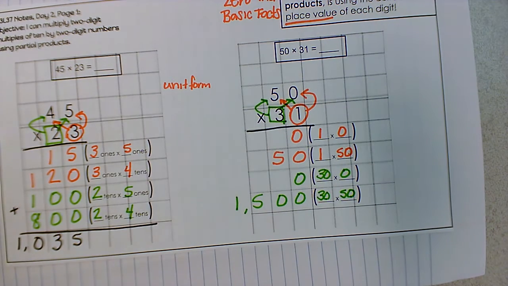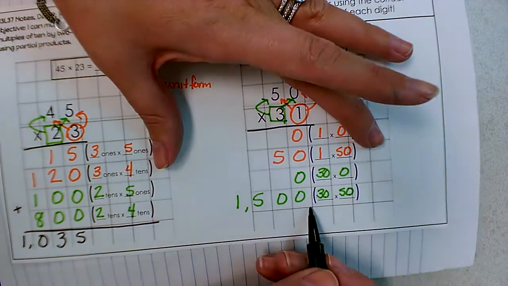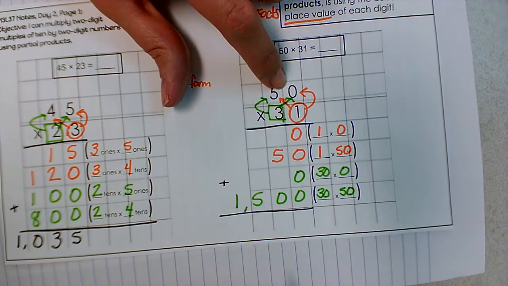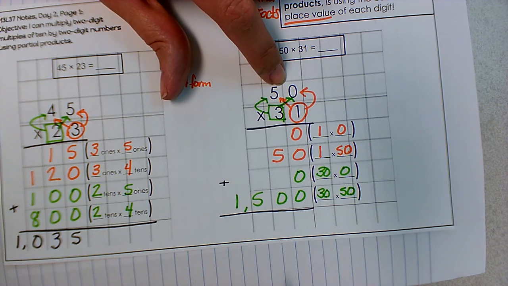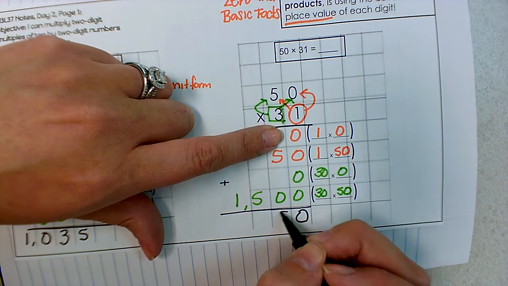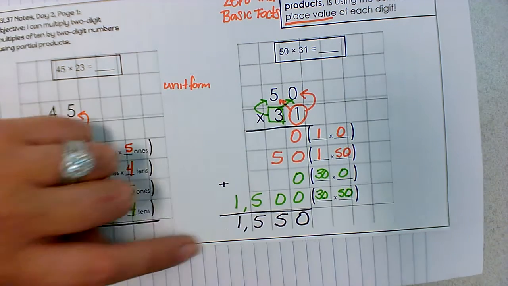Now I have all 4 partial products. Notice, fourth graders, that 2 of them are zeros, because I had that 0 in my digit here, in my number that I was multiplying. Okay? So I have 0 in the ones, I have 5 in the tens, 5 in the hundreds, and 1 in the thousands.